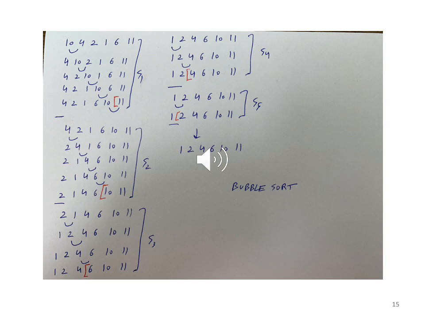Comparing 2 with 1, start of stage 3, out of sequence, swap them, 1, 2. Comparing 2 and 4, they are within sequence, no swap. Comparing 4 and 6, within sequence, no swap. So now that's the end of stage 3. Last 3 elements are at the appropriate position.